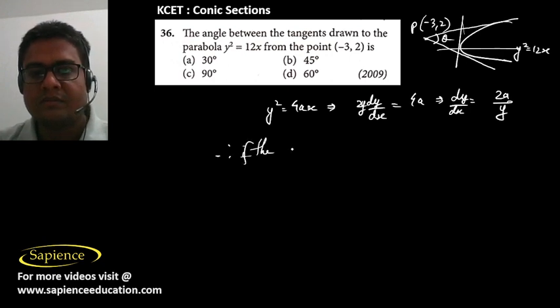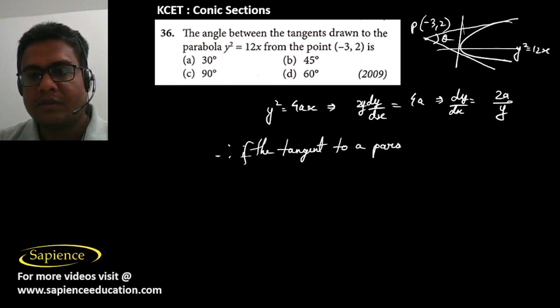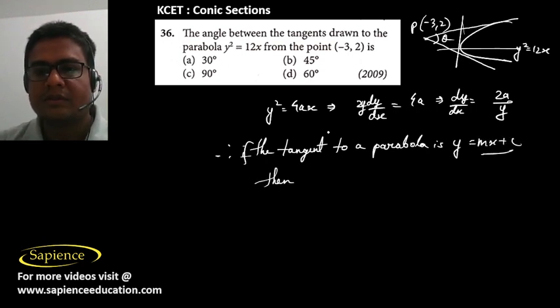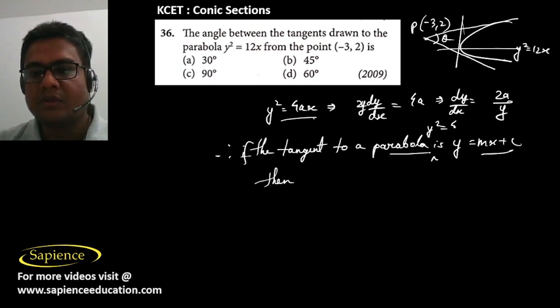Therefore if the tangent to a parabola y square equal to 4ax is of the form y equal to mx plus c, then if we solve it with this, it will have only one root, since the tangent will intersect the parabola at only one point.